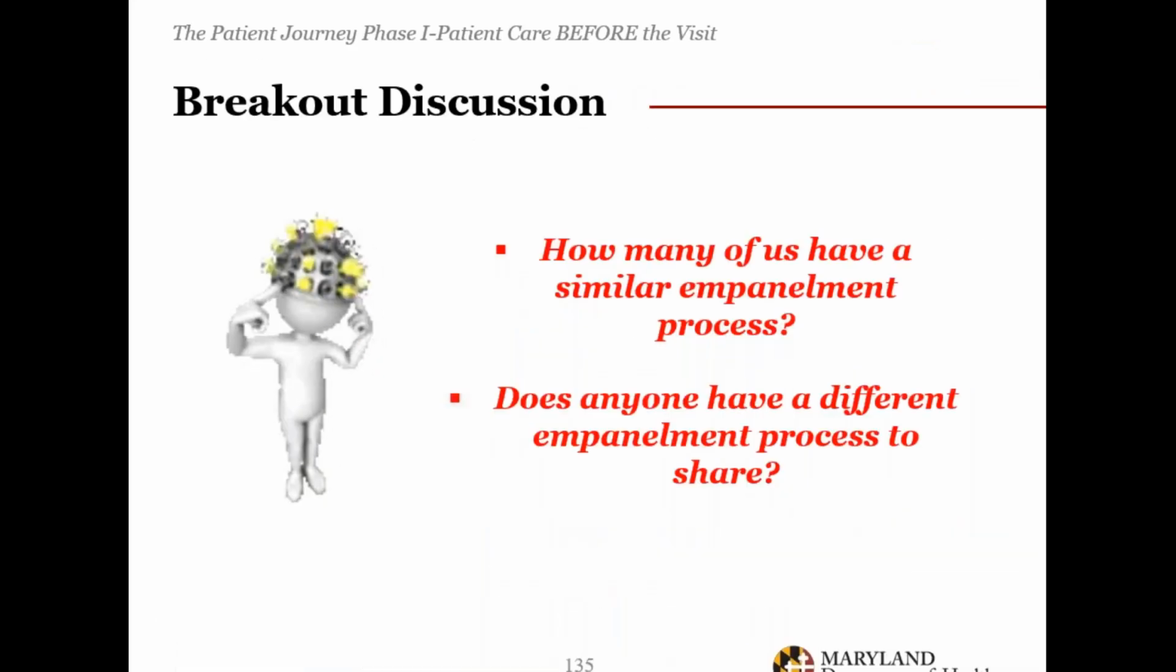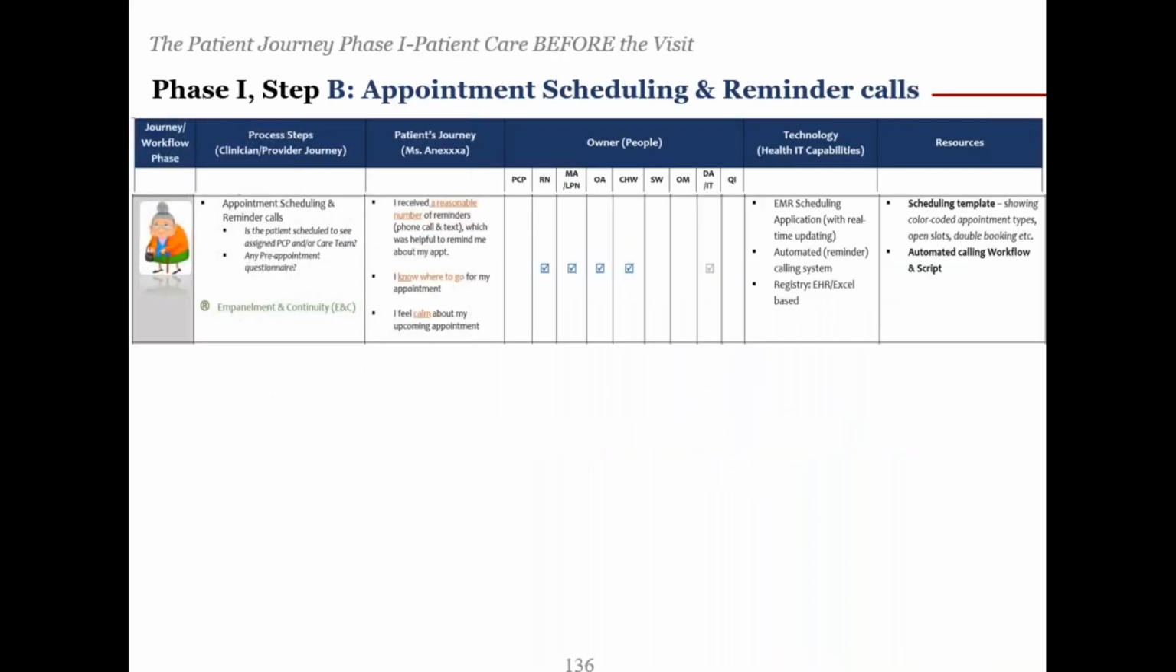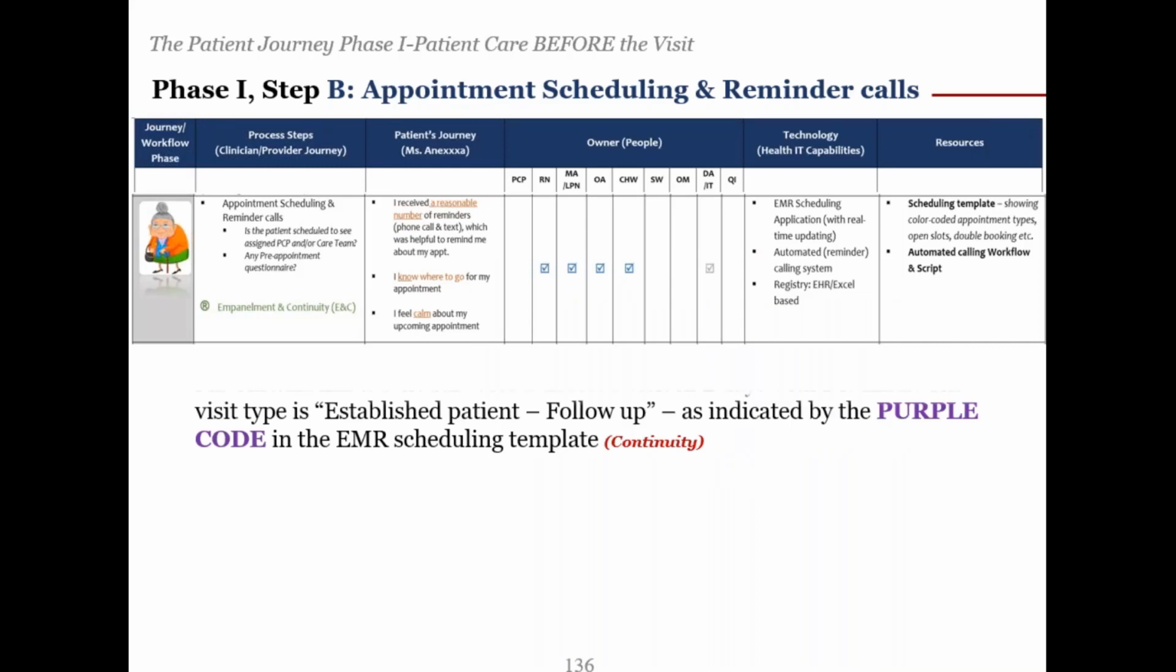So how many of us have similar empowerment processes, and does anyone have something different they do besides what we have already described? Anybody do something innovative, creative outside what we're doing? No? Okay. So step B in phase 1 is I'm looking at appointment scheduling and reminder calls.